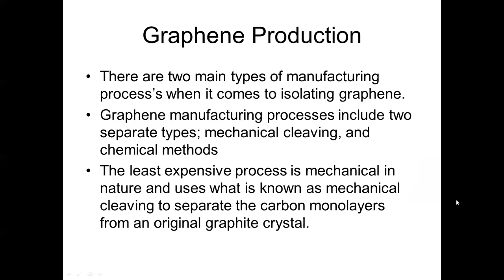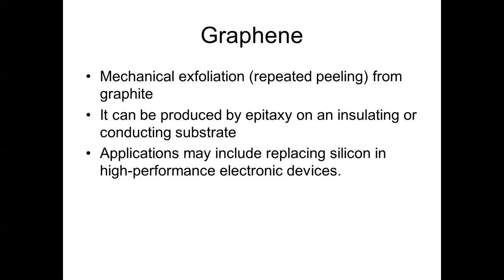And then we can look at the manufacturing methods associated with graphene. There are basically 2 types of manufacturing processes when it comes to isolating graphene. We can use mechanical cleaving and then chemical methods. The least expensive process is mechanical in nature, and it's known as mechanical cleaving to separate the carbon monolayers from the original graphene crystal. So mechanical exfoliation, which is repeated peeling from graphite, can be produced by epitaxy on an insulating or conducting substrate. Applications include replacing silicon in high-performance electronic devices.